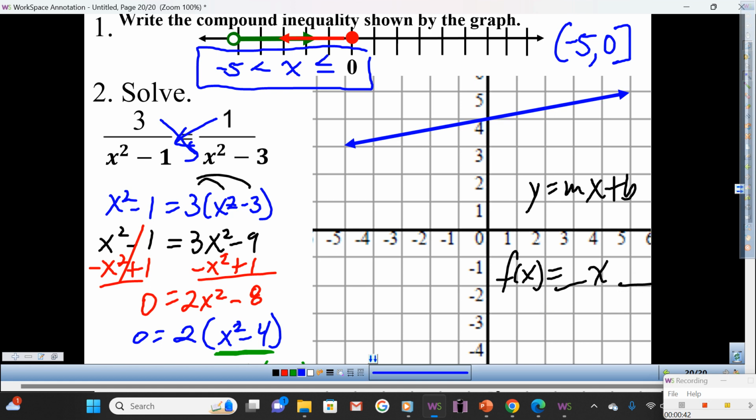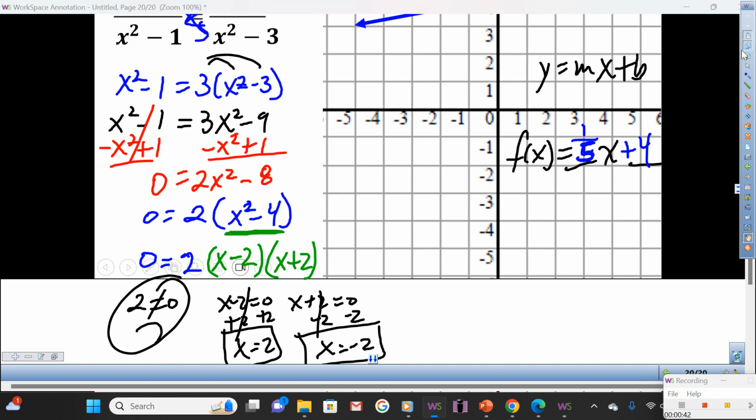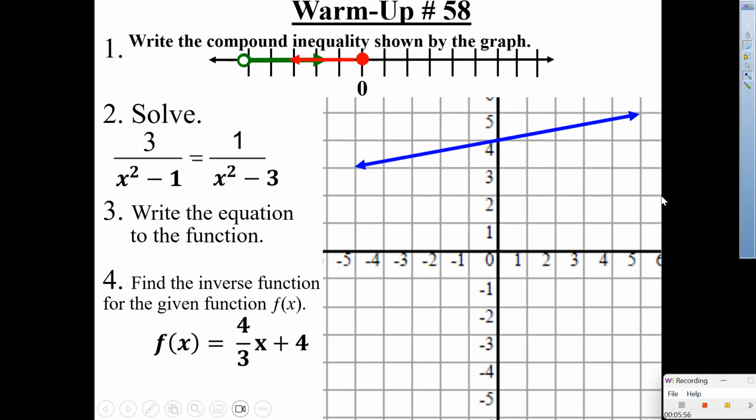Anthony D. What'd you get, Anthony D? F of x equals what? 1/4 x. 1/4? 1/5. My bad. Plus 4. Hands, if you got that? That is correct. I select this one and this one, step up 5 to the right, and that is my slope. All right, not bad, not bad. Let's go to number 4.